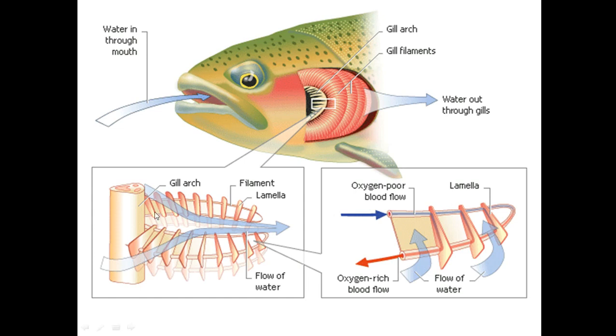See, this is the gills, and when the water flows here, the dissolved oxygen goes into the gills and the stale, what you call the carbon dioxide, goes out. See here the oxygen poor blood or deoxygenated blood flows like this, and in the gill lamellae it gets oxygenated and oxygen rich blood flows out.